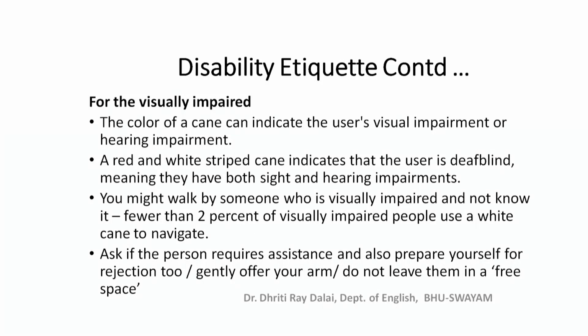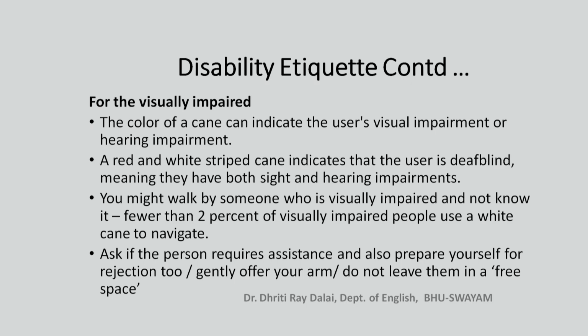For the visually impaired, we find that the cane, the white cane, is the obvious sign of impairment. But data has revealed that fewer than 2% of visually impaired people use a white cane to navigate. And it is not very difficult for us to understand why. It is because of the stigma that is associated with visual impairment that would allow someone to hide and not use the cane. The color of the cane can also indicate the user's visual impairment or hearing impairment. So, if the cane has red and white stripes, it indicates that the user is deaf blind, meaning they have both sight and hearing impairments.